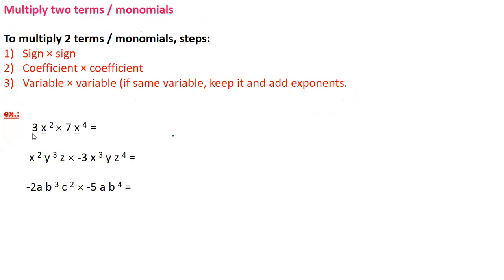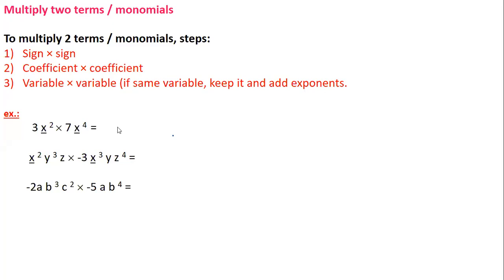Yes. Let's do an exercise. We have 3x squared times 7x to the power 4. Let us follow the steps. Sign times sign. What is the sign of 3? Positive. Of 7? Positive. So positive times positive is? Positive. Now coefficient times coefficient. 3 times 7 is? 21.